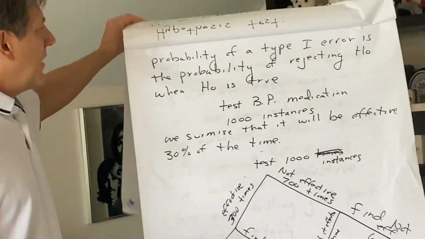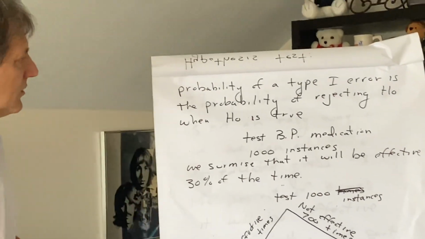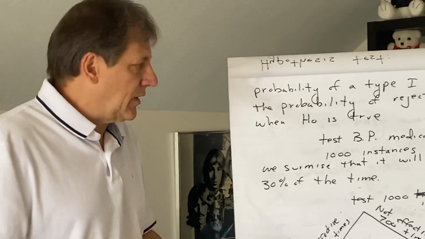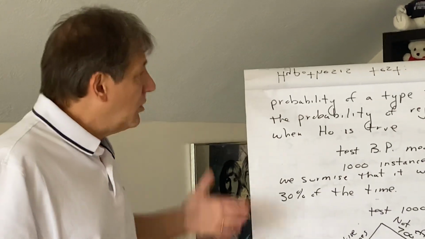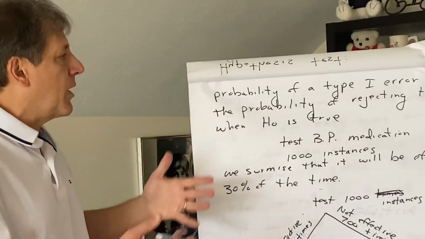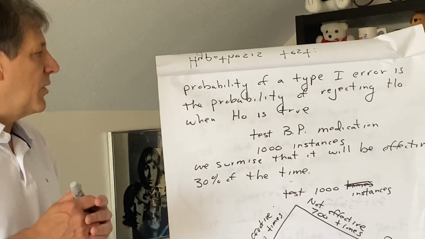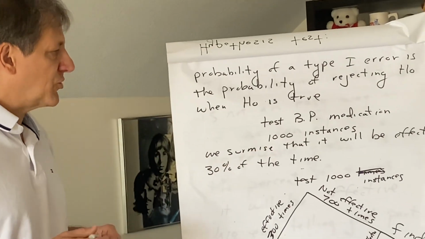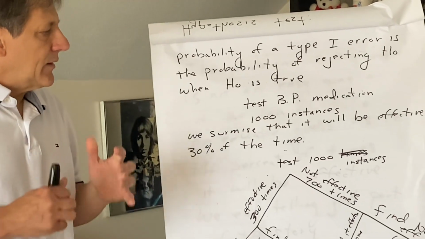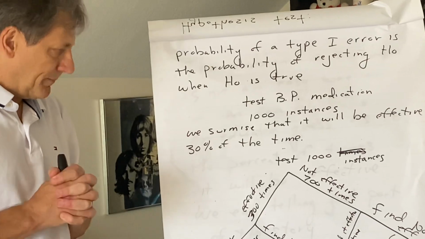Now, we can also state the probability of a type 1 error, right? So if a type 1 error is rejecting H0 when H0 is true, the probability of a type 1 error is the probability of rejecting H0 when H0 is true. Now, we said that we're going to test a blood pressure medication. Here is the crux of what I'm getting at.